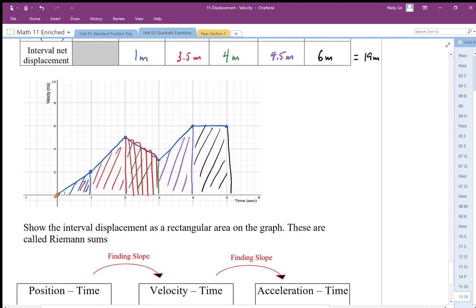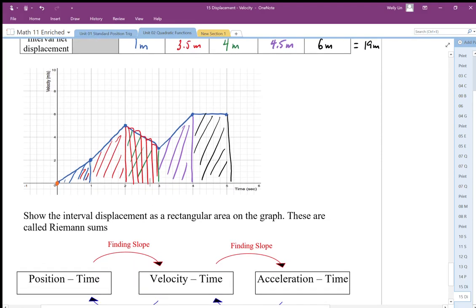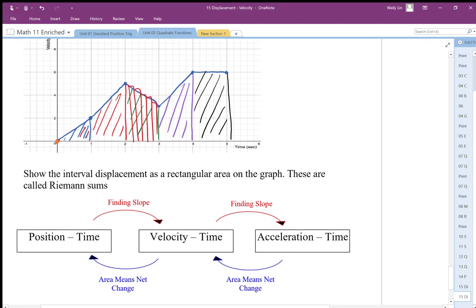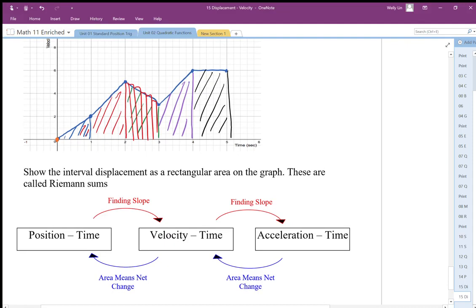Okay? So for now, we're just going to stick with trapezoids, just to give us an idea that it's actually a very good estimate to estimate the areas. But when we get into calculus, we're just going to use this idea, and we're just going to make it better by using narrower time intervals. Okay, and these rectangular areas are called Riemann sums. Okay, they have a special name for them.